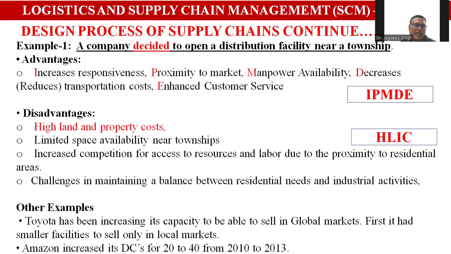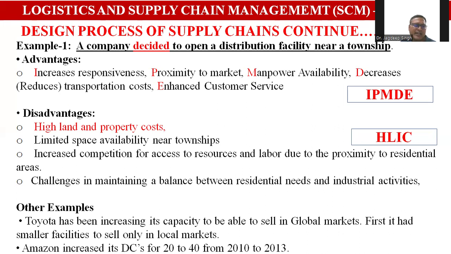We can take one example here. I have taken one example here. A company decided to open a distribution facility near a township. So what are the advantages of that? Increased responsiveness, proximity to market, manpower availability, reduced transportation cost, and enhanced customer service. So these are the advantages of putting a facility near a township.